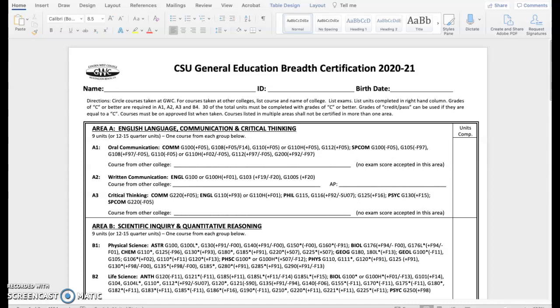Hi everyone. Today we're going to be talking about how to read the CSU General Education Breadth Certification requirements. As we've already discussed, this general education pattern can be used for transfer to the 23 CSU campuses and in some cases is accepted by private institutions.